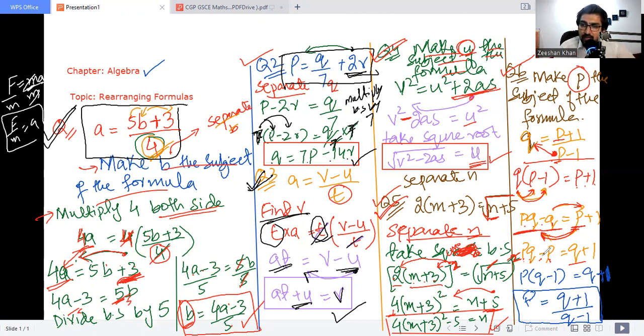Now we will take common from here. So P is common. So you take P common. So it will become Q minus 1. Okay, I want to remove this Q minus 1. So divide both sides by Q minus 1. So you will get this answer. Now we have got P, that is Q plus 1 over Q minus 1. This is the answer. I hope everything is clear. Thank you very much.